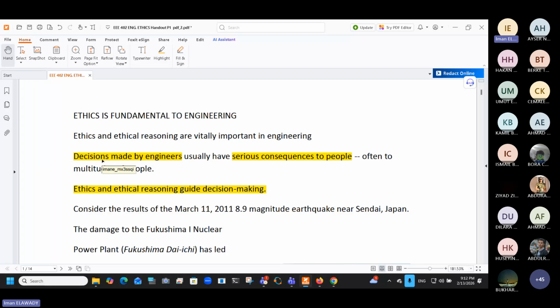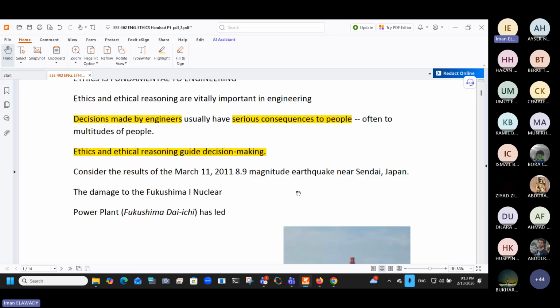Here your friend already mentioned that decisions made by engineers usually have serious consequences for people. Ethics and ethical reasoning guide decision making, because in this life there is no perfect decision. There is somehow a decision in between, to balance or not harm everyone. So find something in the middle.